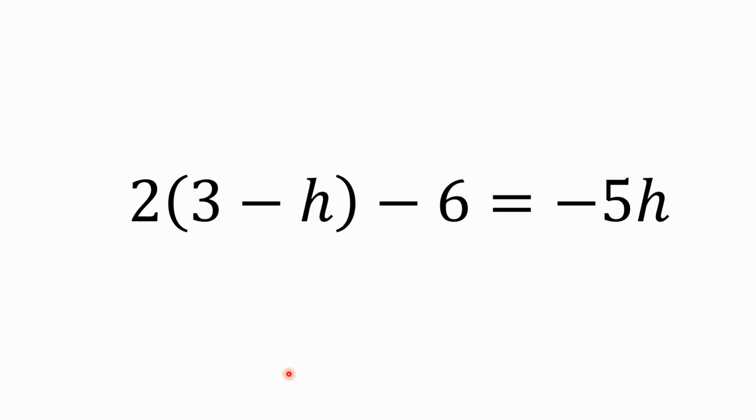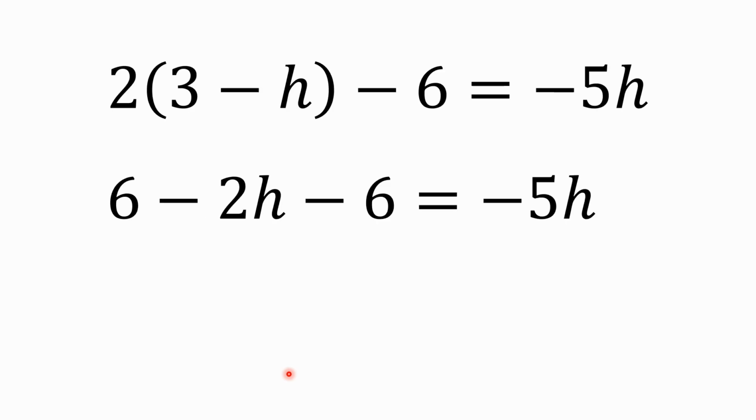We've got another little algebra problem here to see if you can get this one. This one here is 2 times the quantity 3 minus h, minus 6, equals negative 5h. So how do you think we would go about solving that? Well, we want to try to solve for h, right? We want to know what h is equal to.